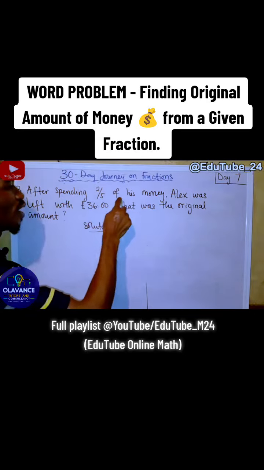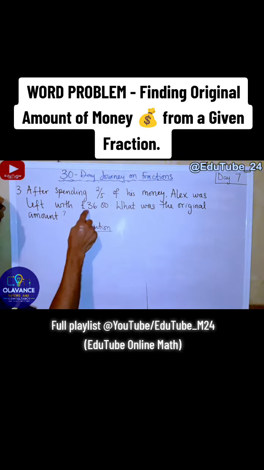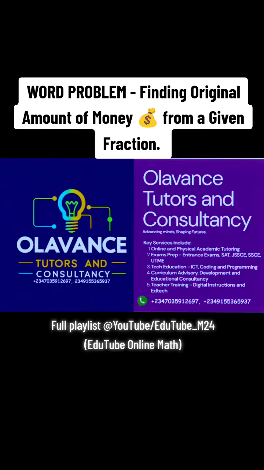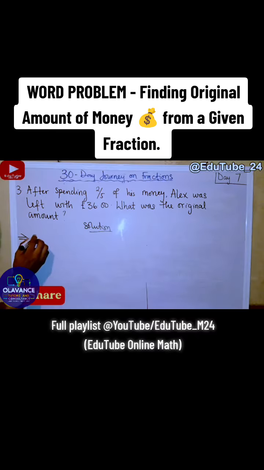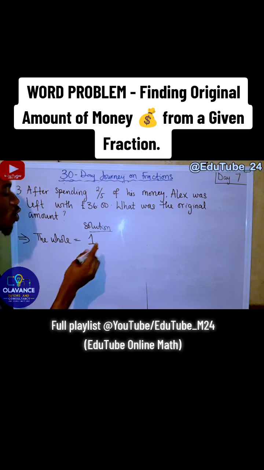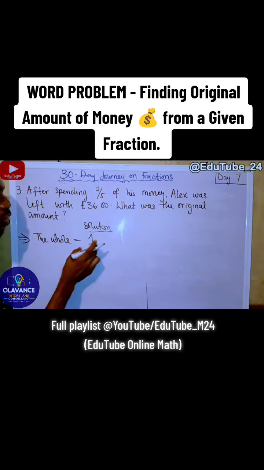After spending 2/5 of his money, Alex was left with 36 pounds. What was the original money? So just like we've been doing, we are going to identify the whole money. Since this is about money as well, the whole money is 1, because we say a fraction is part of a whole, and a whole means 1.